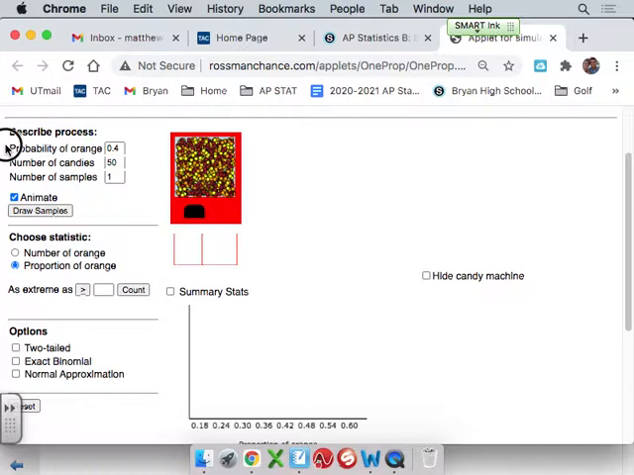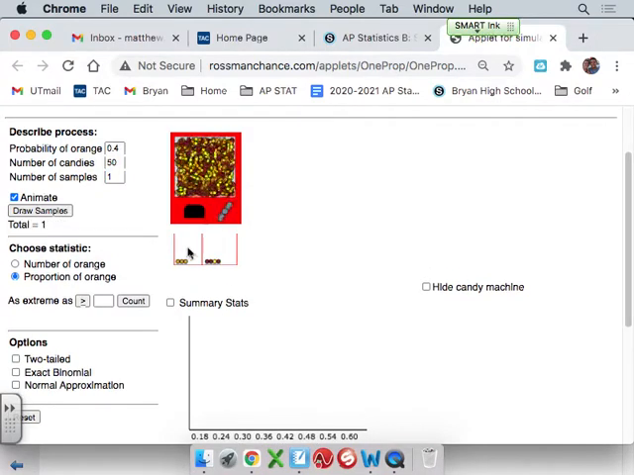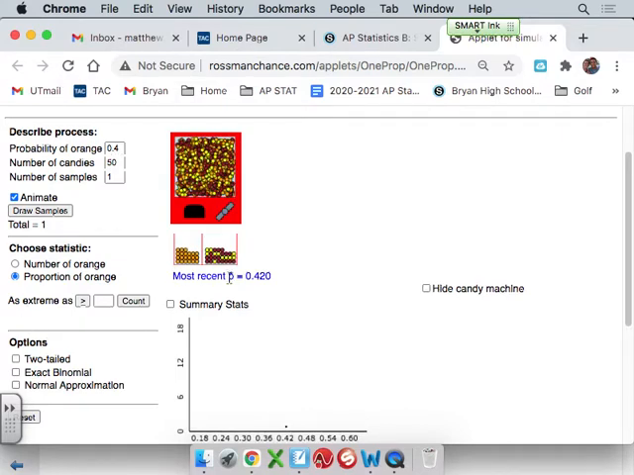So I've set it up to where our probability is 40% to get orange, and we're choosing 50. This is just saying how many samples, so I'm going to do one sample of 50. I'll show you the animation here. I'm clicking it and they're splitting them into orange and other from the sample of 50. On that one sample, they got a p hat equal to 42%. So that would be one of our sample statistics.